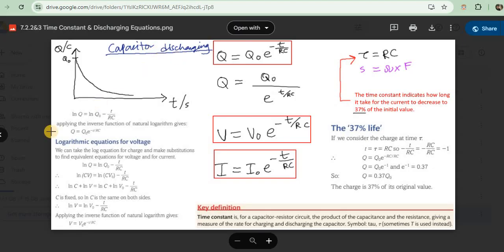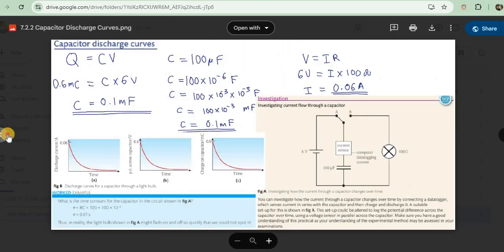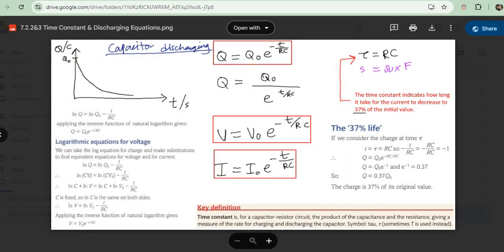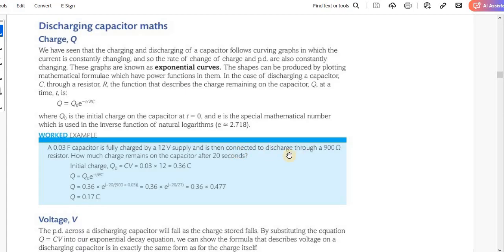So remember which equations you are supposed to use when the capacitor is charging, and which equations you are supposed to use when the capacitor is discharging. See, here it's discharging. So let's see. Now very easy. 0.36 e to the power minus T, which is 20, over RC. R is 900, C is 0.03. So we have this. So when the time is 20 seconds, the charge on the capacitor which is discharging is 0.17 coulomb.